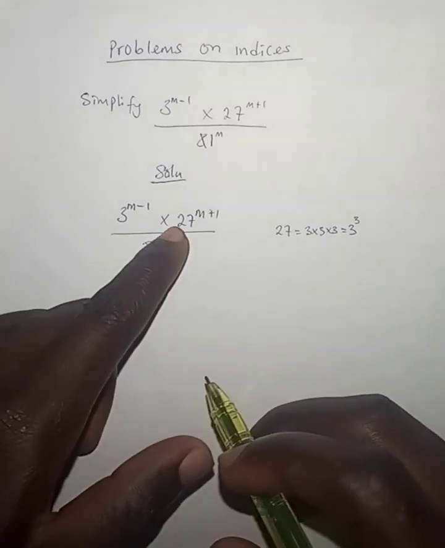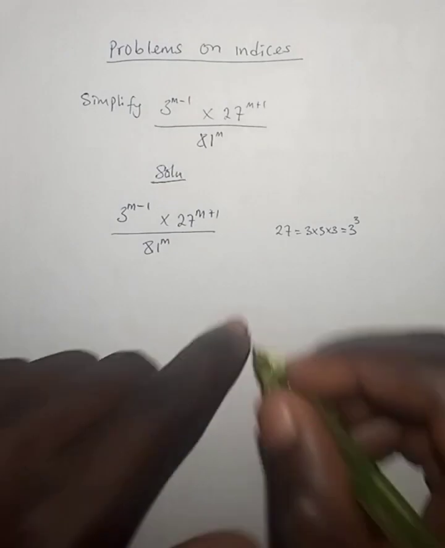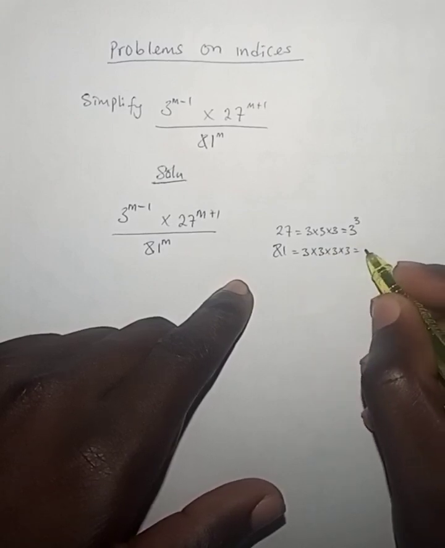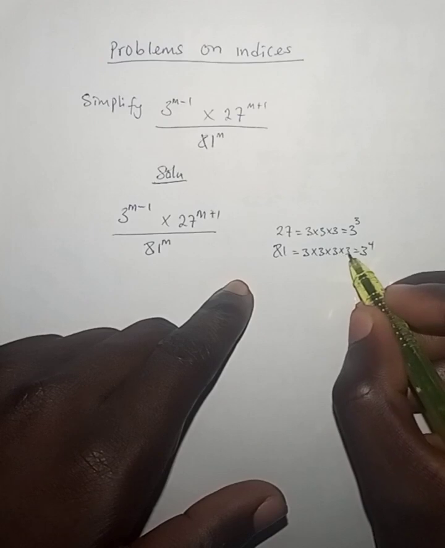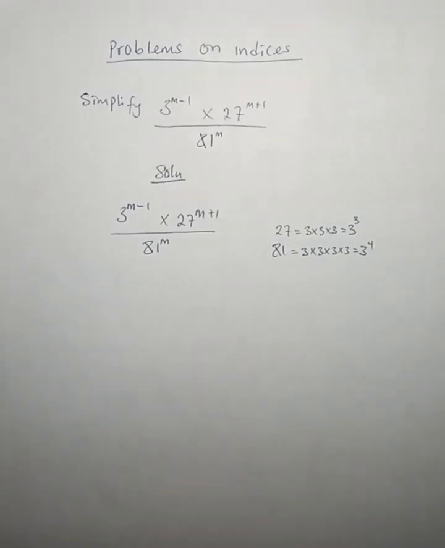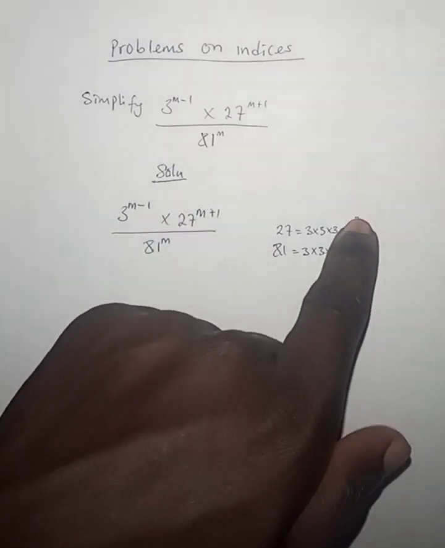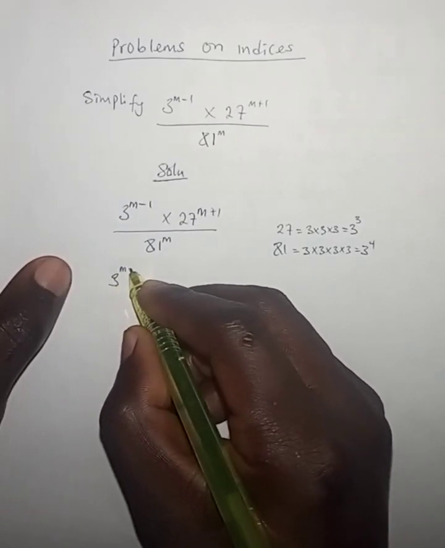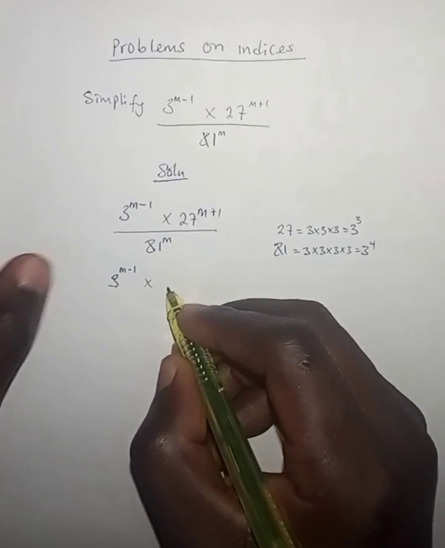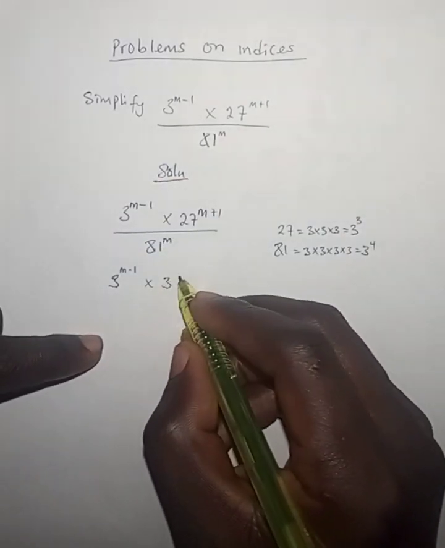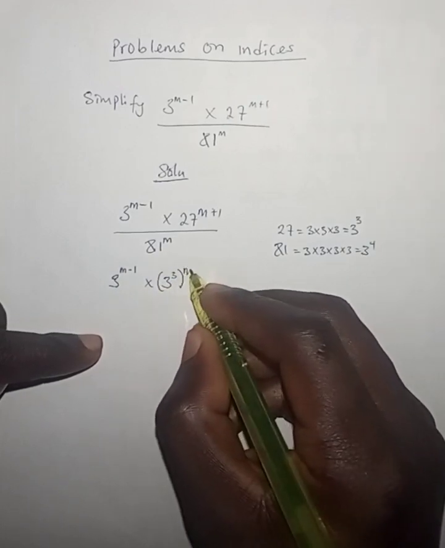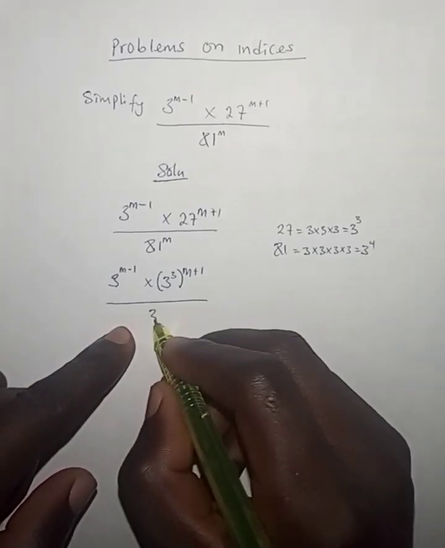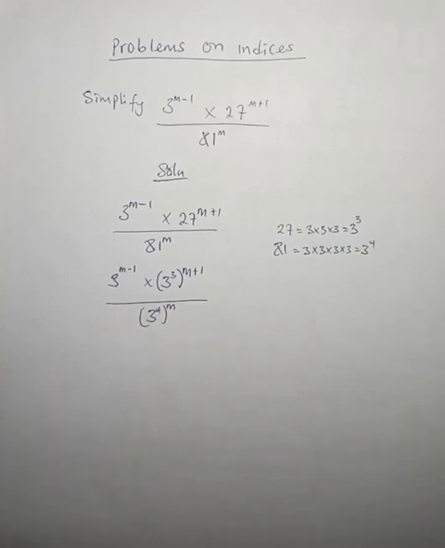But simply, 27 is 3 times 3 times 3. 81 is 3 times 3 times 3 times 3, which is 3 to the power of 4. So we can go ahead to rewrite 27 as 3 to the power of 3, 81 as 3 to the power of 4. This would be 3 to the power of m minus 1 times, instead of 27 will now be 3 to the power of 3, all in bracket m plus 1, then 3 to the power of 4, all in bracket to the power of m.